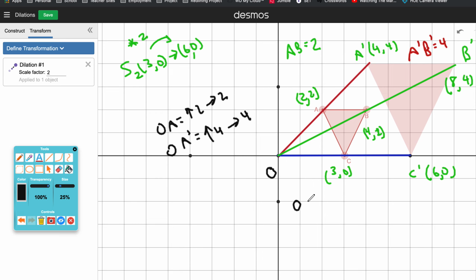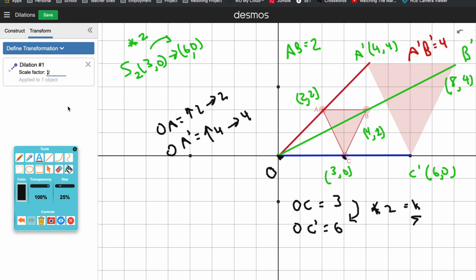Or another way to look at it, if I take a look at OC, its length is simply 3. That is, from the center of the dilation to the pre-image, and then the center of the dilation to the image is 6, which means that it's multiplied by 2, aka the K, the scale factor, right? Now, we talked about negative. Let's take a look at negative and see what that does.